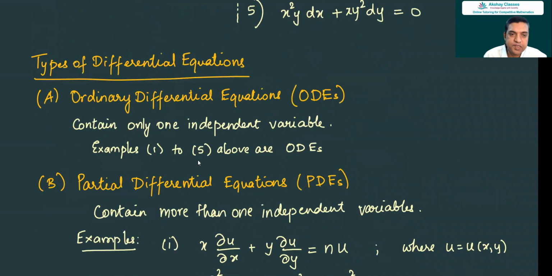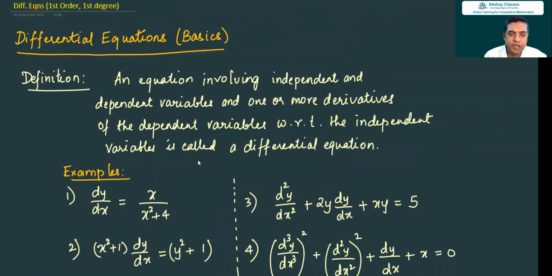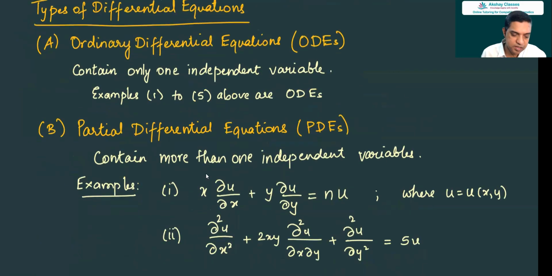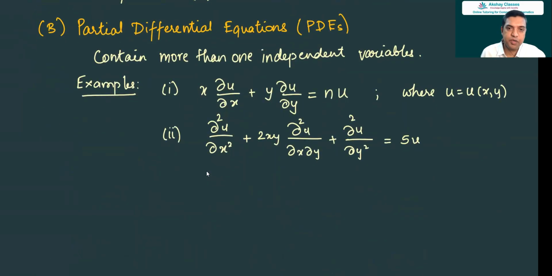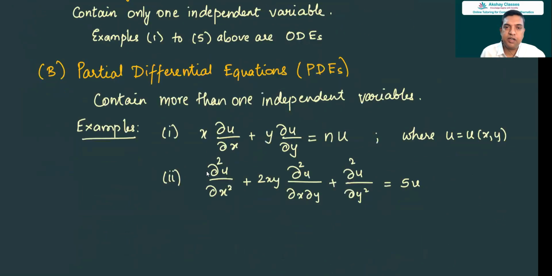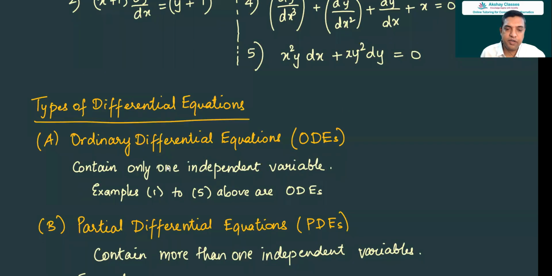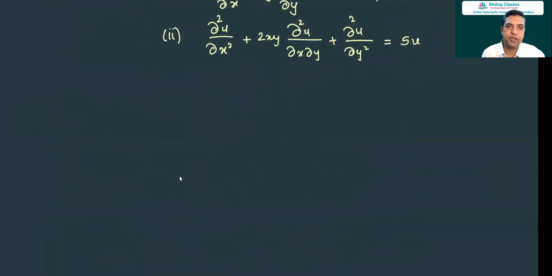Okay. So differential equations involve independent variables and dependent variables. The dependent variable will be one, and the derivative of the dependent variable with respect to one or more independent variables. That equation is called a differential equation. So two categories: ordinary differential equations and partial differential equations.